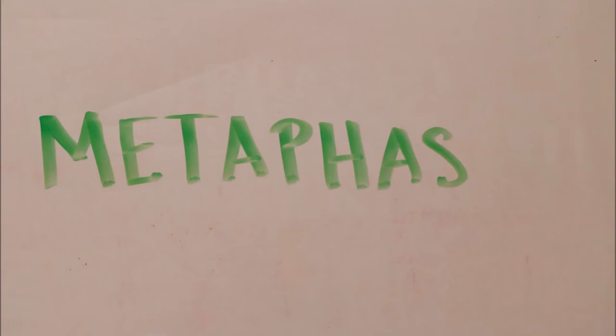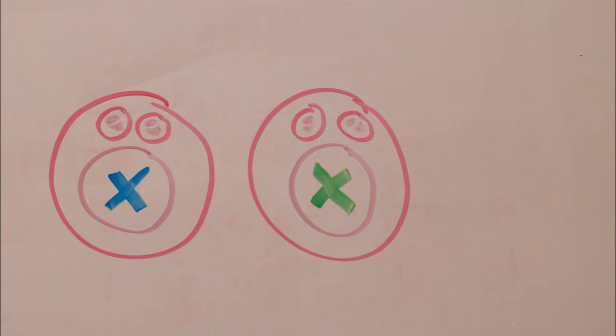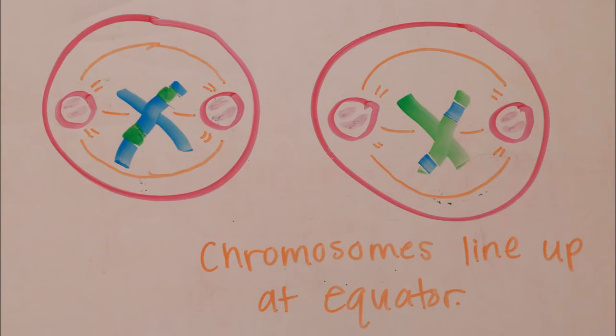The second step for meiosis 2 is metaphase 2. Again, both daughter cells' chromosomes line up at the equator of the cell. Centrioles are on the opposite sides and meiotic spindle fibers are back.